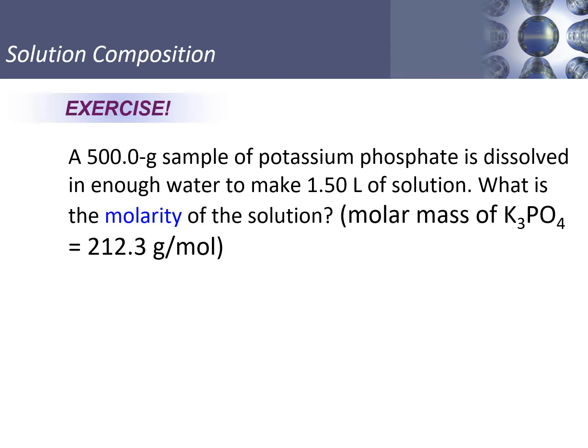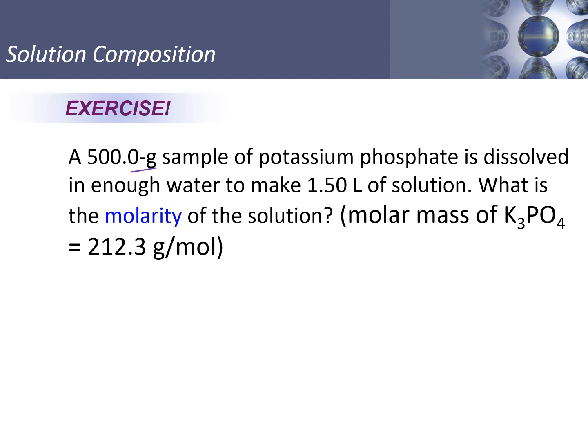So let's do some practice. A 500-gram sample of potassium phosphate is dissolved in enough water to make 1.5 liters of solution. What is the molarity of the solution? So this problem has a little bit of a mismatch in that we are given grams, but we are asked for molarity. So we're going to have to do a molar conversion using our periodic table and molar mass in order to get to moles, and then we can plug that into our molarity equation.